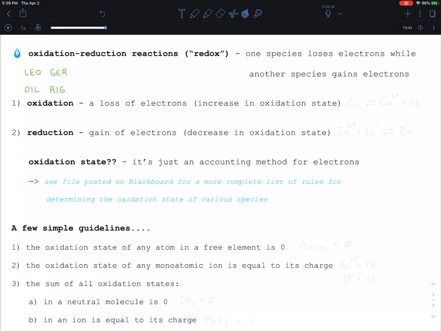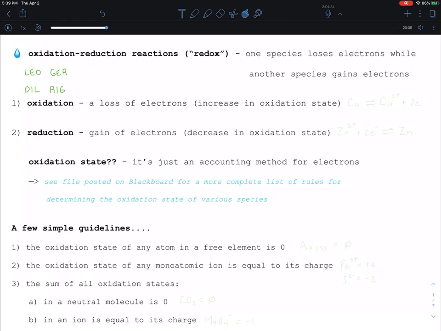It helps you to predict if a redox reaction has actually occurred, because they aren't always going to be super obvious, right? So with ions, if you've got a charge on something, it's easy to see. Like if on one side of the reaction equation something has a charge, and on the other side it doesn't, it either gained or lost electrons. And so that's nice and easy to spot.